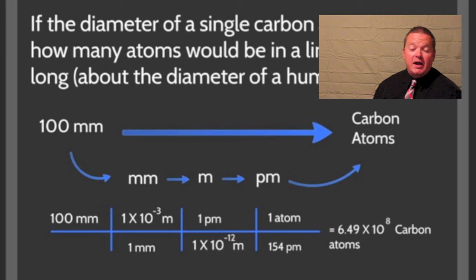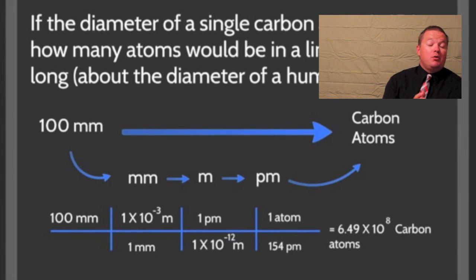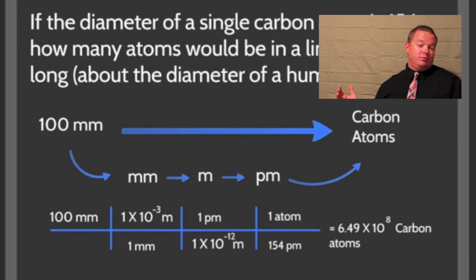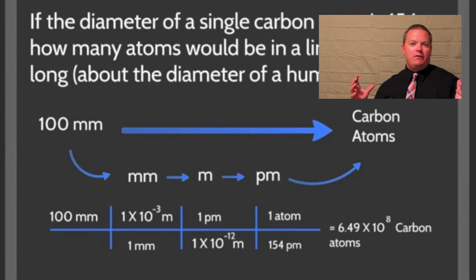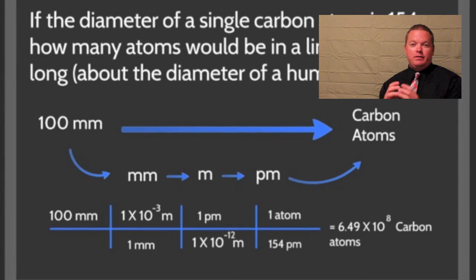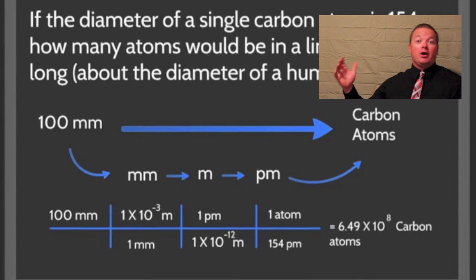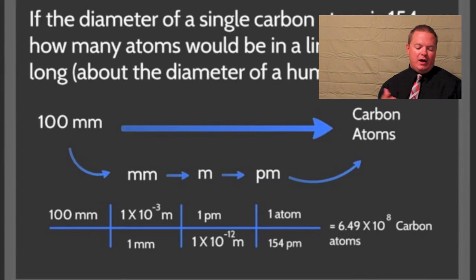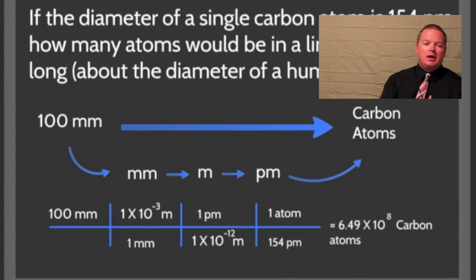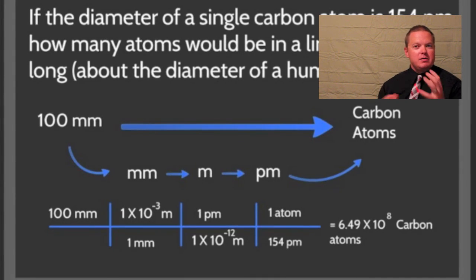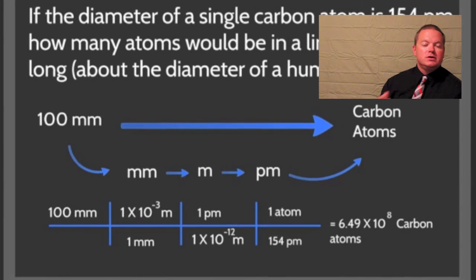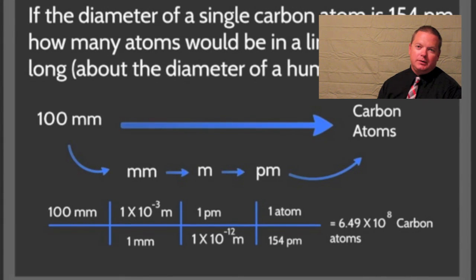Does that make sense? The picometer is really small, 10 to the minus 12. A millimeter is much bigger than that. So if we have something that's big, it's going to take a lot of those small units to equal that bigger line. And that makes sense. We have 10 to the 8th, so about a billion of those carbon atoms is going to equal that length of line. So the magnitude works out. We're left with atoms, which is what we wanted to solve for. So it looks like we've answered this problem correctly.